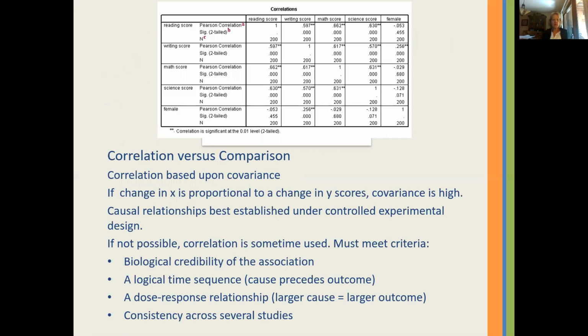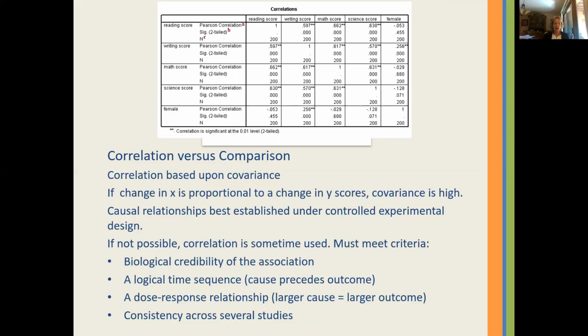So let's talk just a little bit more now about correlation versus comparison. Correlation's based upon covariance, not upon differences between means. So the correlation's based upon whether there's covariance with the variables. If a change in X is proportional to a change in the Y score, covariance is high. Causal relationships are best established under controlled experimental design. If that's not possible, sometimes we use correlation, but it must meet certain criteria.